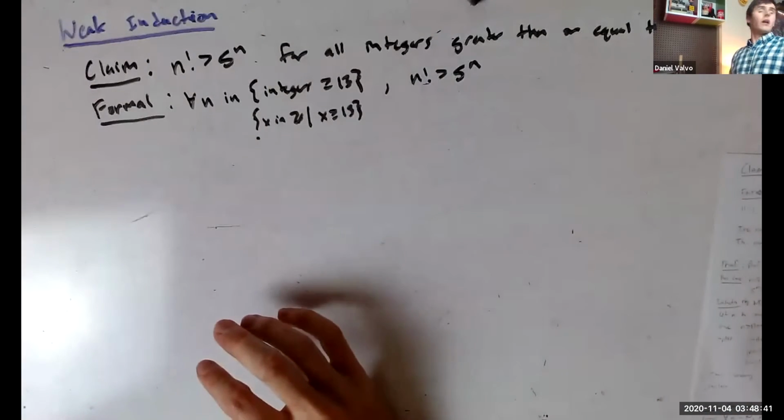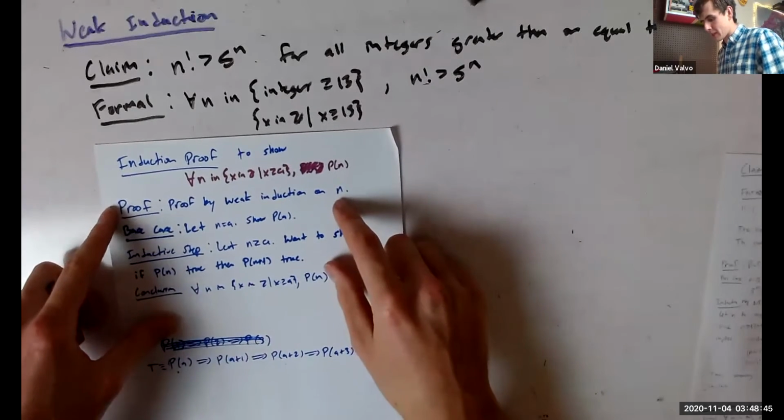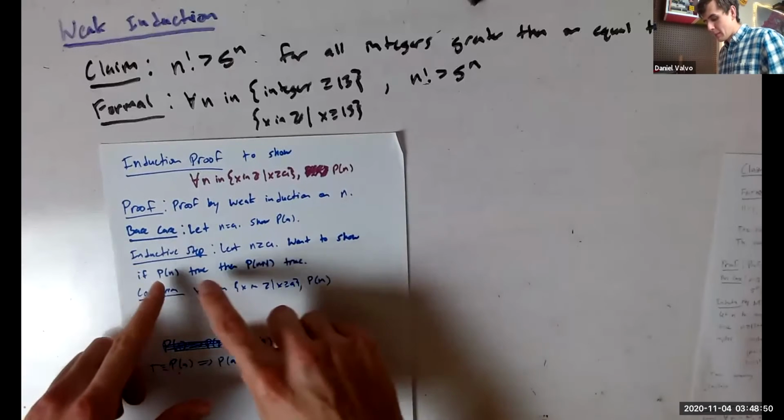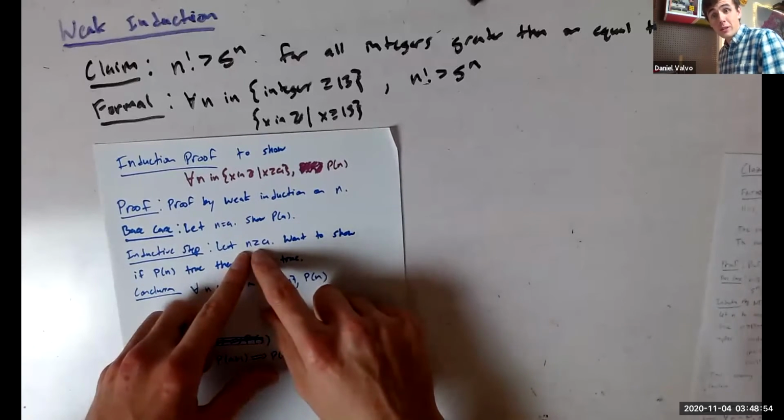So let's get out our claim here. And remember how we're going to prove this. We're going to try to prove this by proving the base case and then proving the inductive step: that P of n implies P of n plus 1 for all n bigger than or equal to the base case.